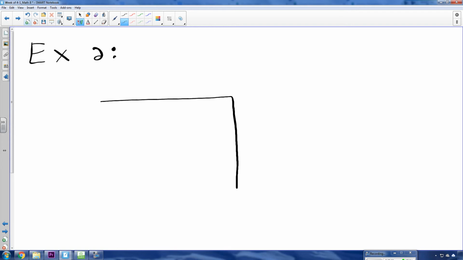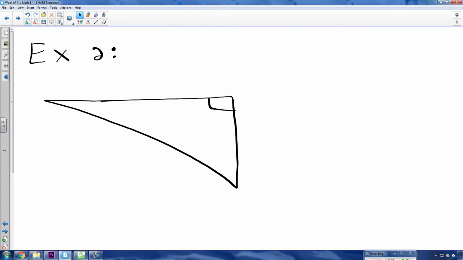Okay, and on this triangle I have a couple of things. I have this side, which is missing, okay? This one is 12 and this is 13. So this is my second example.